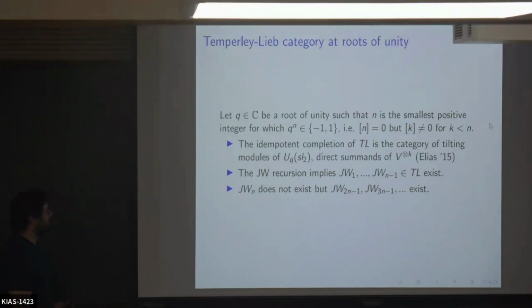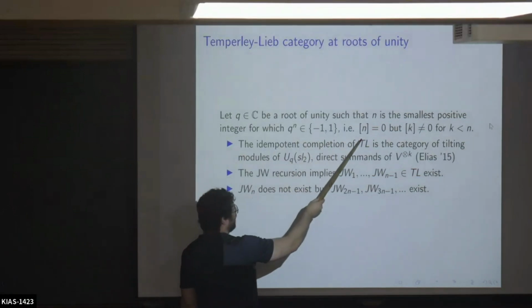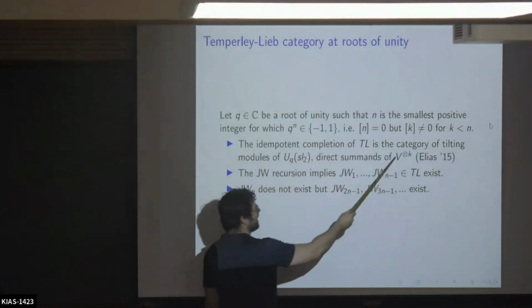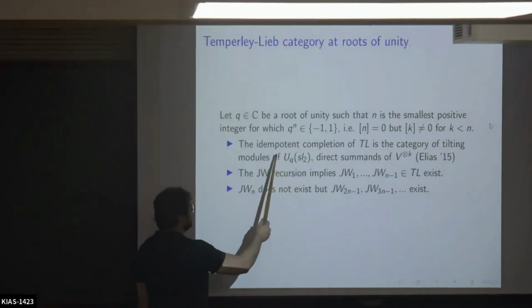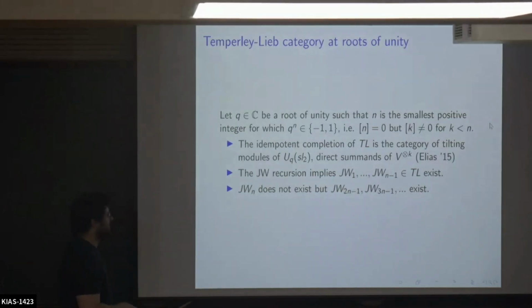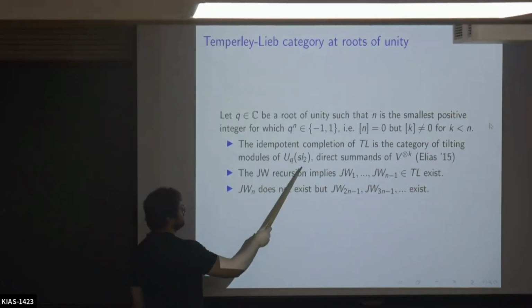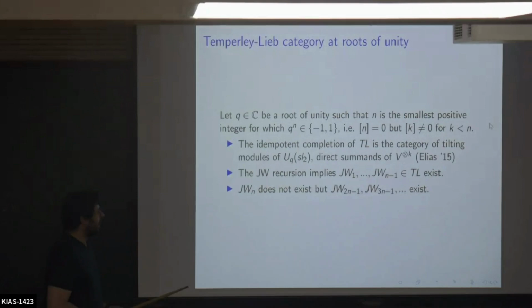So in the special case where you're at a root of unity, in the situation that we've been talking about, we have that quantum n is 0, but quantum k is not 0 for k less than n. So quantum n is the first quantum integer that's 0. In this situation, if you take the idempotent completion of the Temperley-Lieb category, not all of the Jones-Wenzl projectors exist. So you're not going to get all of the irreducible representations, or the decomposable ones, but you will get all of the direct summands of the kth tensor power of the standard representation. Those are called the tilting modules, or it's another way to characterize tilting modules for EQSL2.